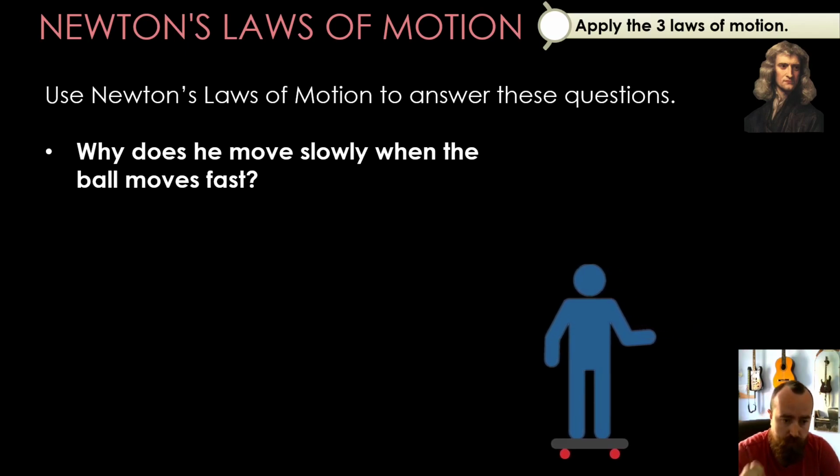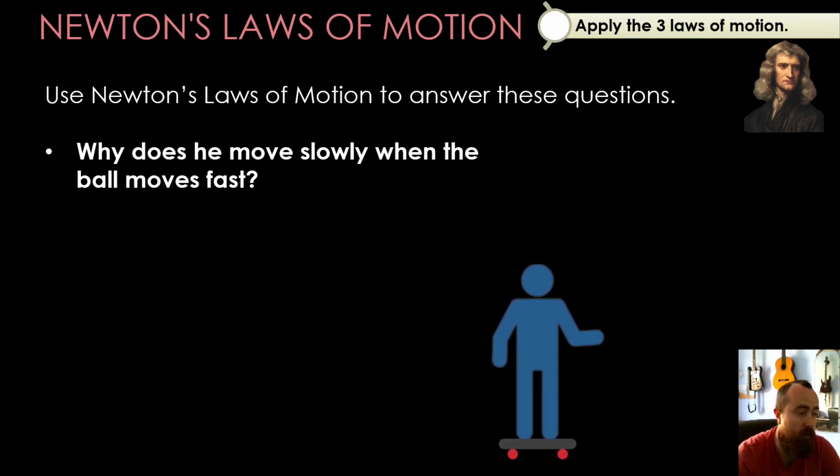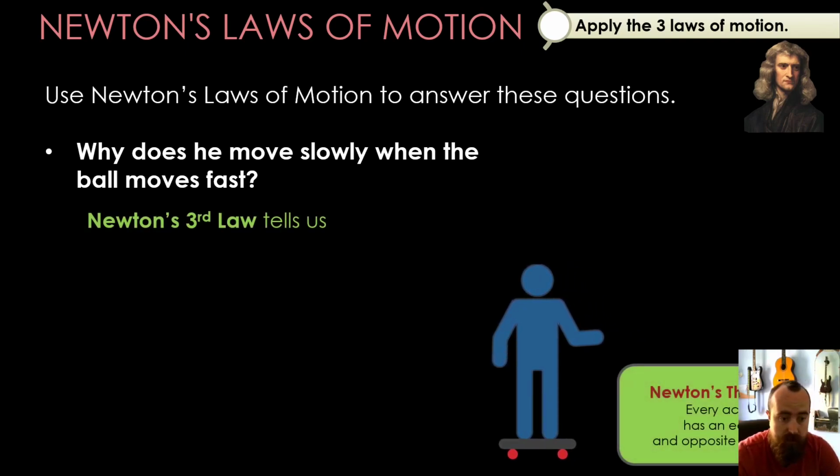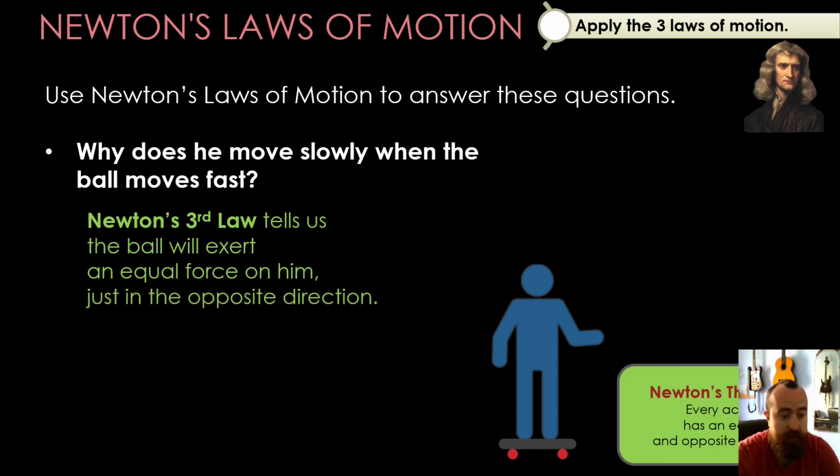Third question, why does he move slowly when the ball moves fast? So he throws the ball, the ball moves away quite quickly, he moves away quite slowly. Well, let's start with Newton's third law. Every action has an equal and opposite reaction. So the ball exerts an equal force on him, just in the opposite direction. He's applying a force to the ball, the ball exerts the same force on him, just the other way round.